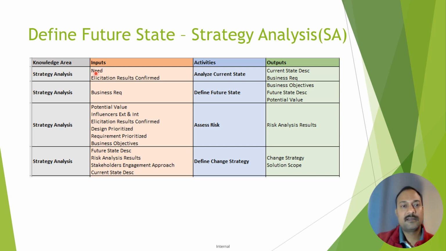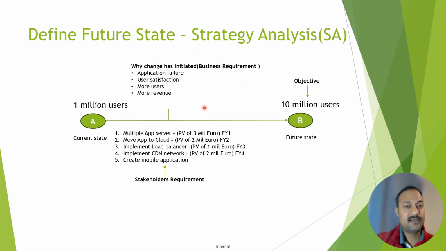So far, for analyze current state, we have need and the solution result confirmed as an input, and we are getting the current state description and the business requirement. Today, we'll talk about define future state, and we know that the business requirement, the output of analyze current state, is an input for define future state, and we are getting business objective, future state description, and potential value. Let's try to understand all those outputs with this slide.